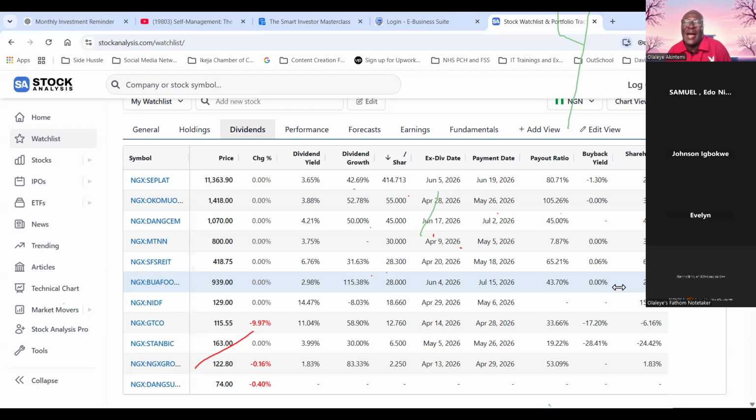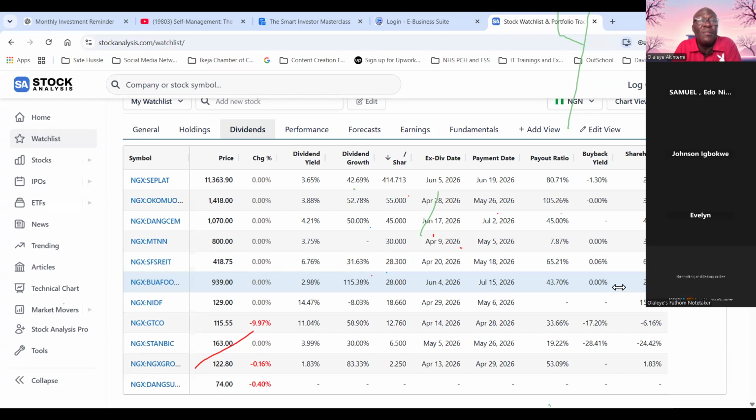But I wouldn't suggest buying stock, because you cannot predict any stock. Even though some of them have gone up in value. Yes, okay, we know it's possible for Okomu to go up. We know it's possible for Seplat to increase. There is a possibility that MTN, which is 800 naira now, may be 1,000 naira in September. But there is also a possibility that the same MTN might be 700 in September. So just think of the best way you can preserve your money so that it doesn't lose value.